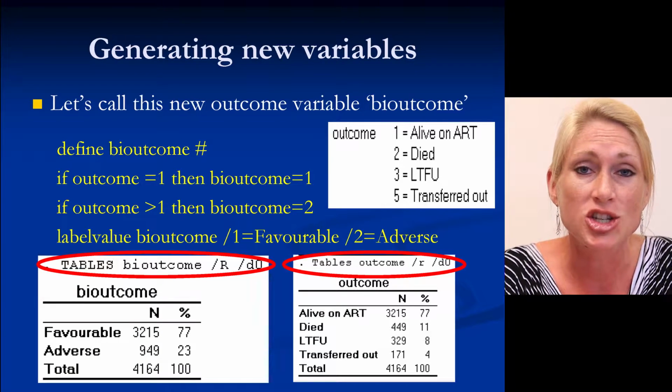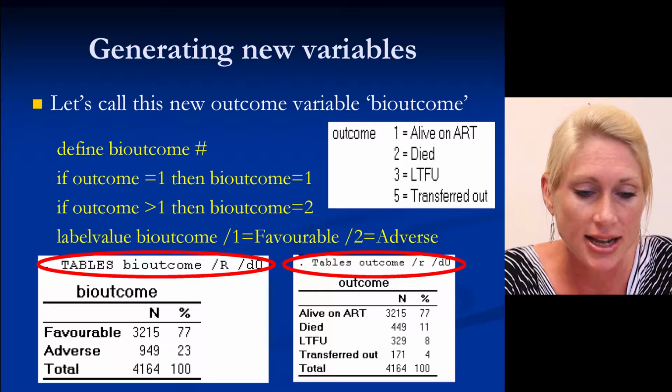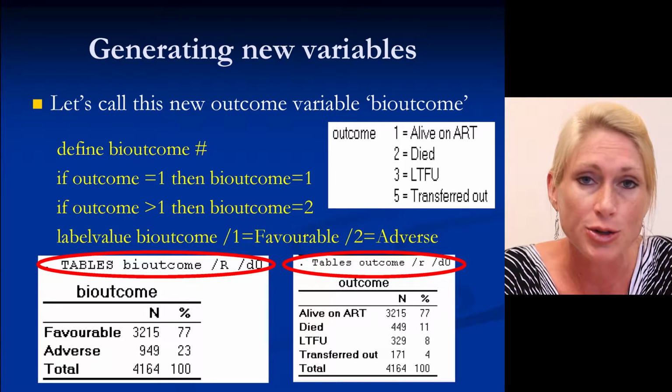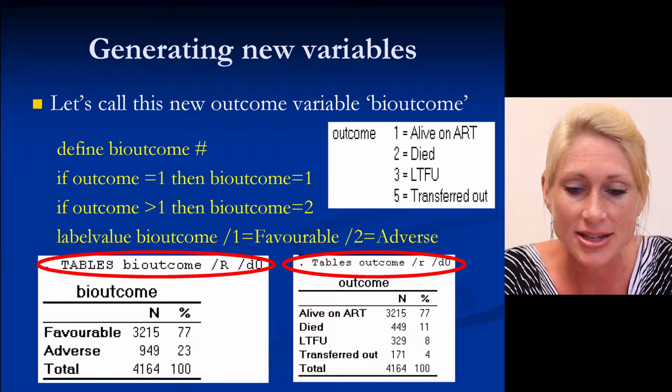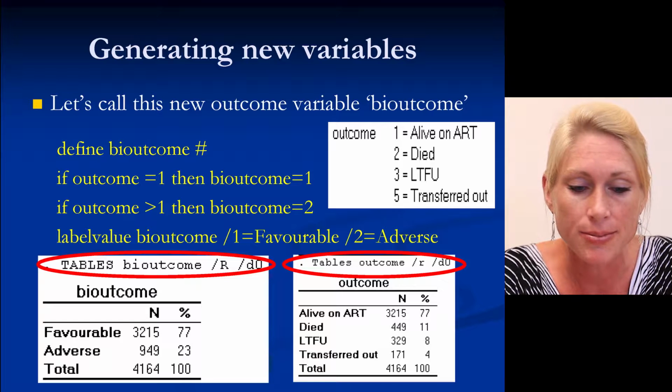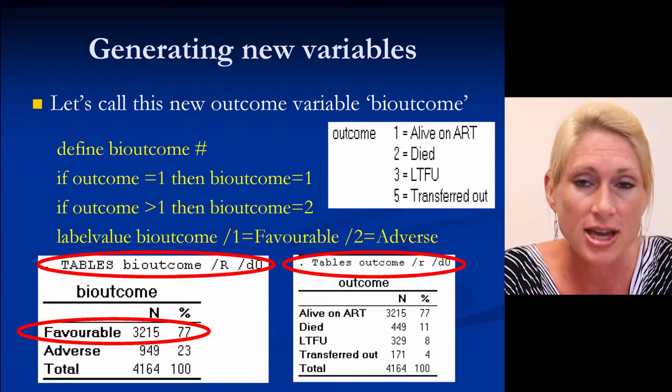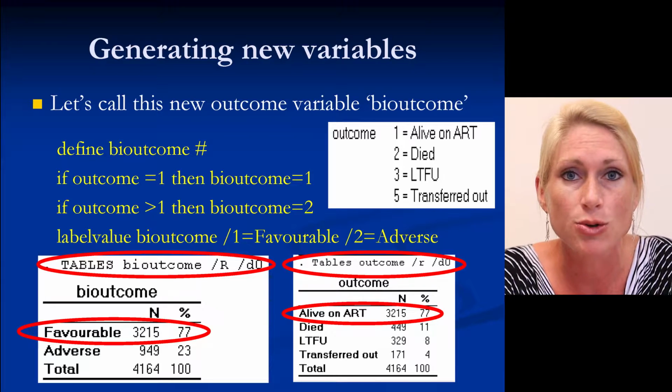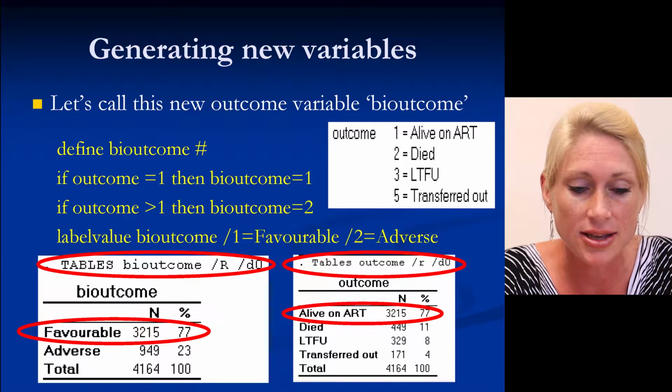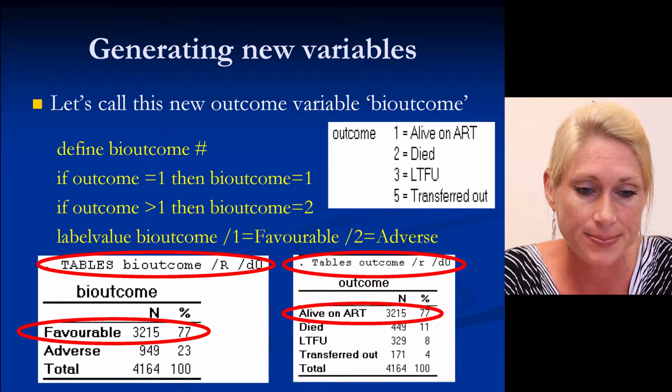And it's a good idea to check that you've done your categorization correctly. So if we tabulate our new variable bioutcome and compare that with the tabulation of outcome, the number of patients with a favourable outcome should be identical to the number alive on ART, which it is in this case.